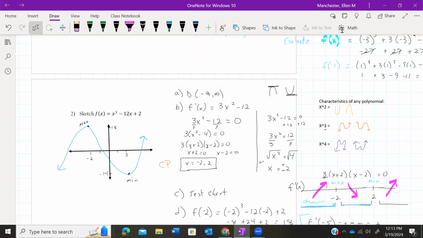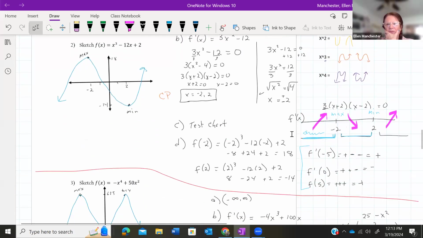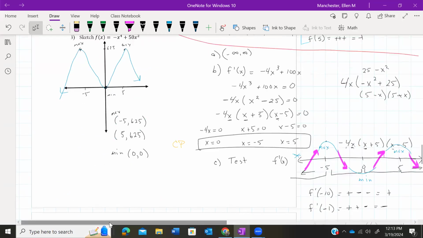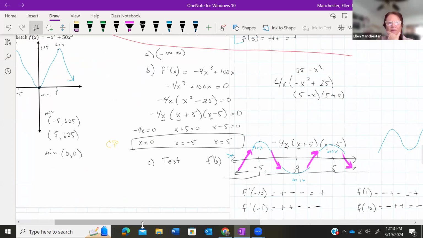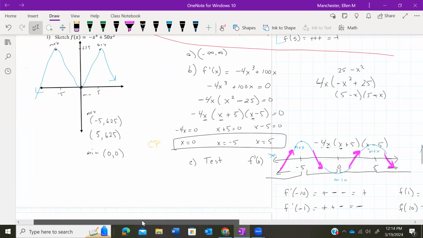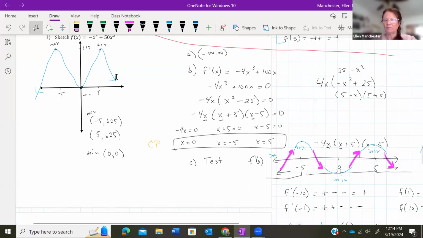Can I see the test chart for the previous one? Yes, right here. Oh, no, the one with the X to the fourth. So it ended up going down. Wait, I think I copied it the opposite way. Oh no, wait, I got it right. Okay, so it ends up going down.